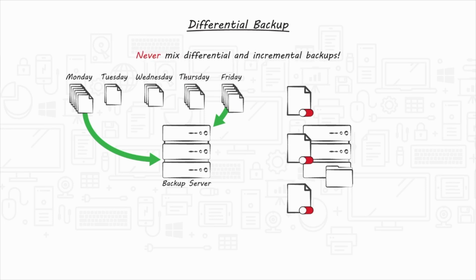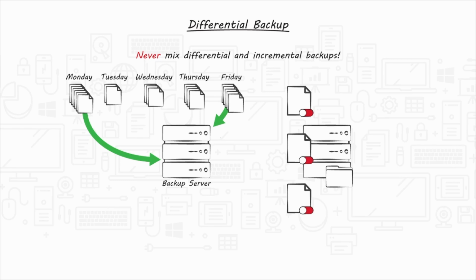You should never mix differential and incremental backups together with a full backup. If you mix full backups with incremental and differential backups, you're going to have problems because of the way these different types of backups handle the archive bit. As a result, files that should have been backed up will be missed.